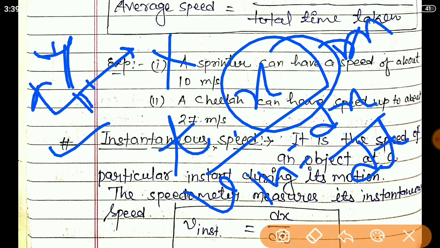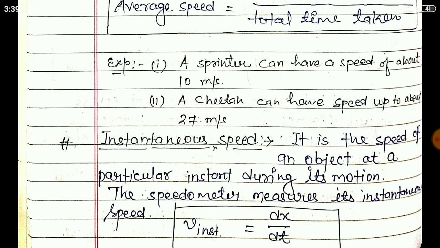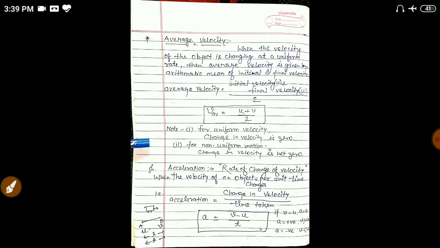part of the distance that is very small, divided by the time interval dt, which is also a very small time interval. So in this case, instantaneous speed equals dx upon dt. In this way, you have completed the topic of speed and its different parameters.